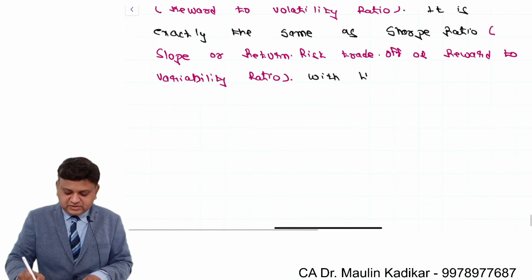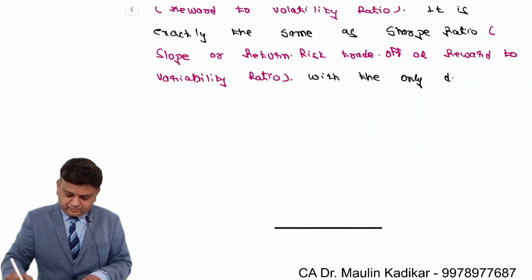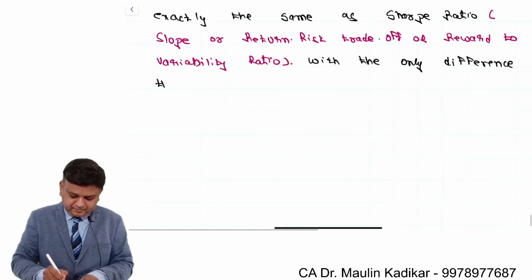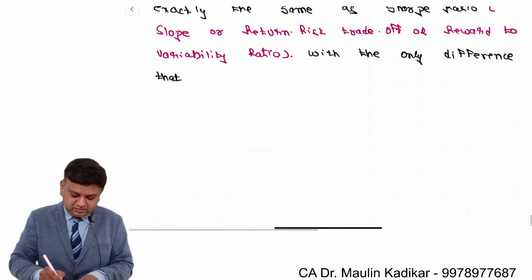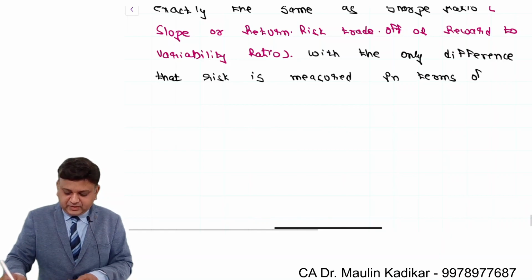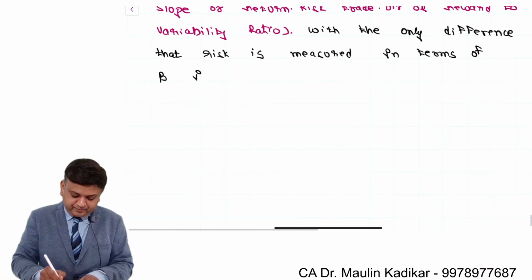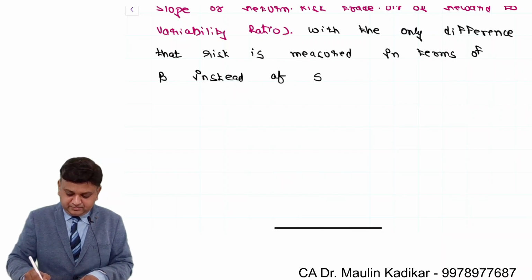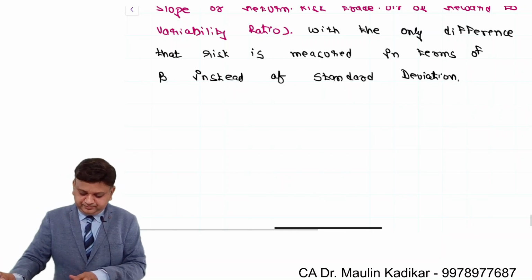With the only difference that risk is measured in terms of beta instead of standard deviation. Full stop.